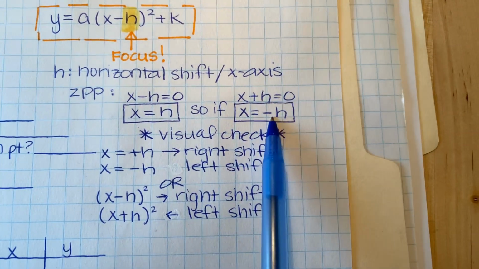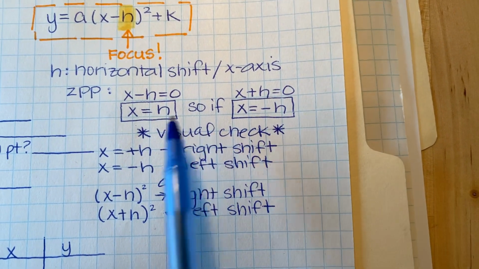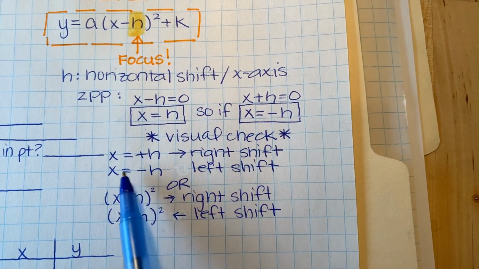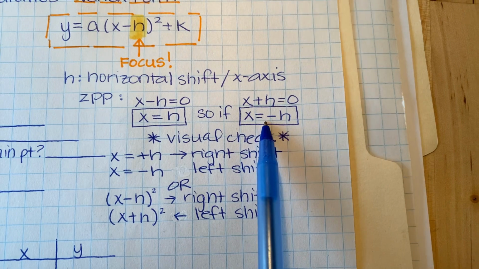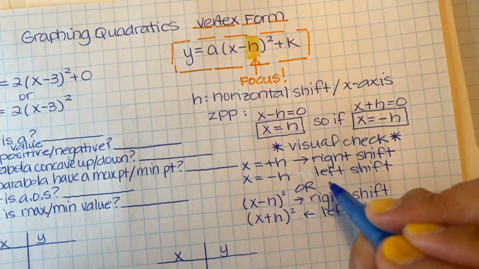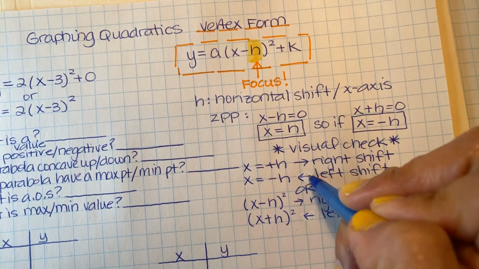And I will go over that, okay? But this is your visual check. Okay, so if the H is positive, we're shifting to the right. If it's X equal negative H, after you perform the zero product property, it will be a left shift. And I just realized I don't have my little arrow.